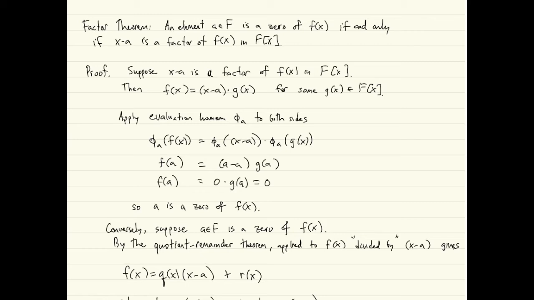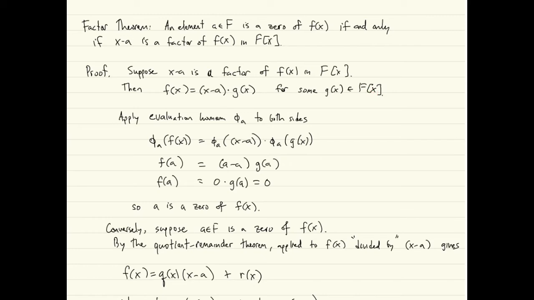Again, you can generally choose whichever direction to start with first. So I decided to choose: suppose x minus a is a factor of f(x) in this polynomial ring of polynomials in x with coefficients in F. What that means is we can factor an x minus a out of f(x). In other words, f(x) is x minus a times another polynomial g(x) for some polynomial g(x) in our ring.